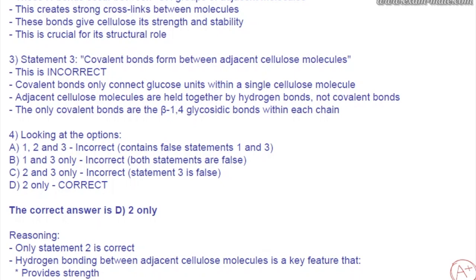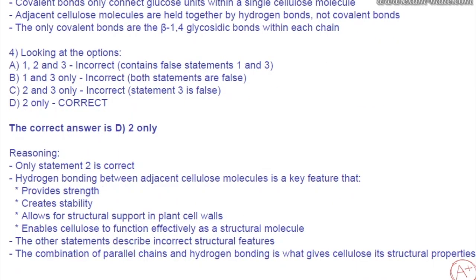4. Looking at the options. A. 1, 2, and 3. Incorrect. Contains false statements 1 and 3. B. 1 and 3 only. Incorrect. Both statements are false. C. 2 and 3 only. Incorrect. Statement 3 is false. D. 2 only. Correct. The correct answer is D.